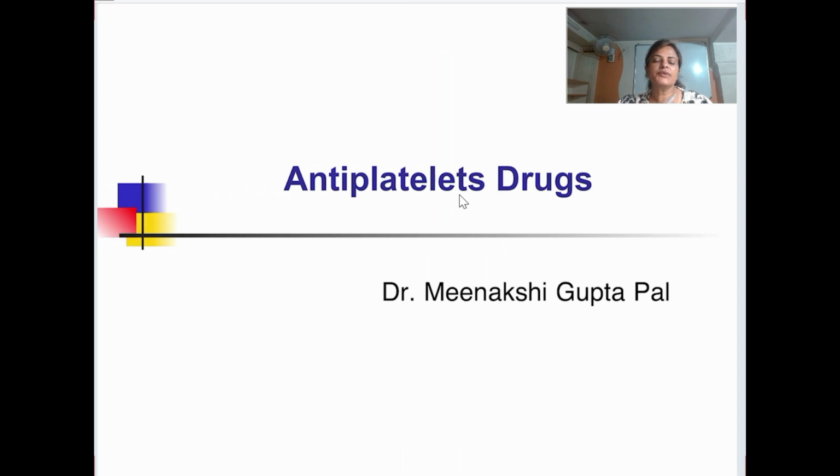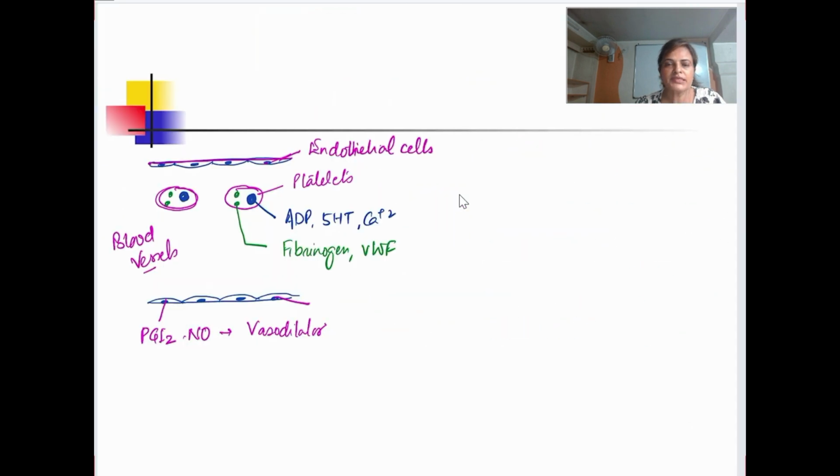So let's get started with the antiplatelet drugs. So what are these drugs? These are the drugs which inhibit the aggregation of the platelet. So they act by inhibiting the primary platelet plug formation. To make you understand how these antiplatelet drugs act, let's first understand the normal pathophysiology of the primary platelet plug formation.